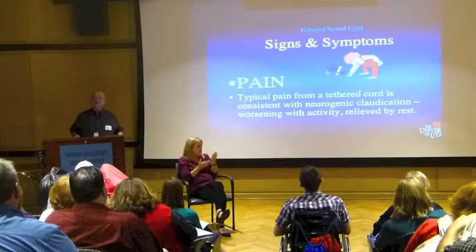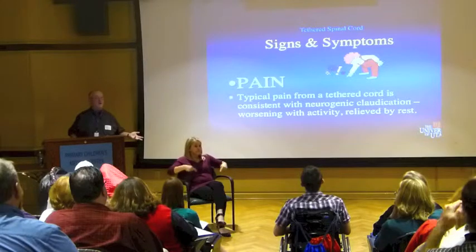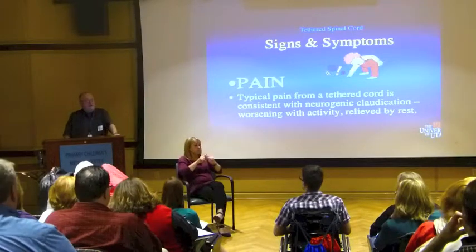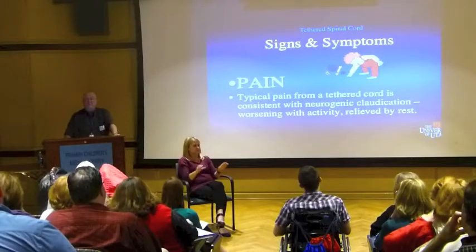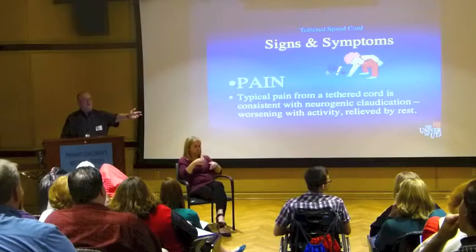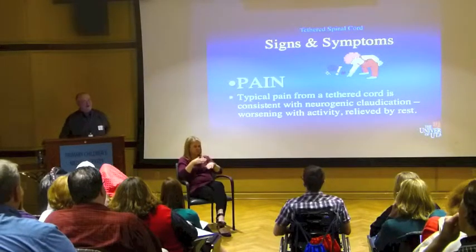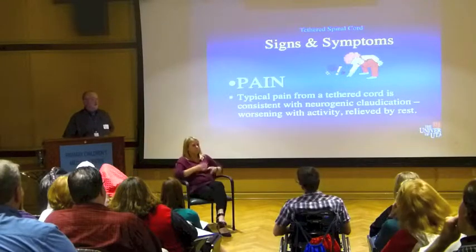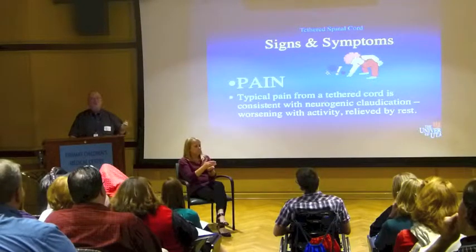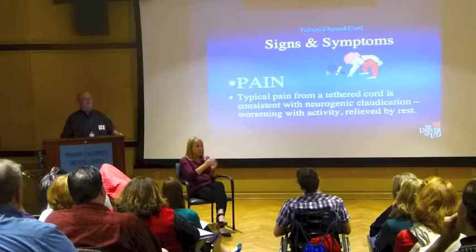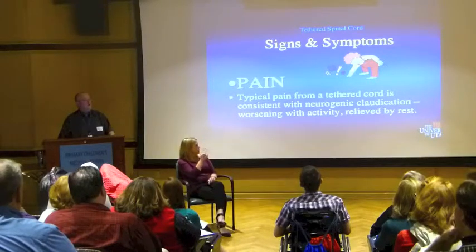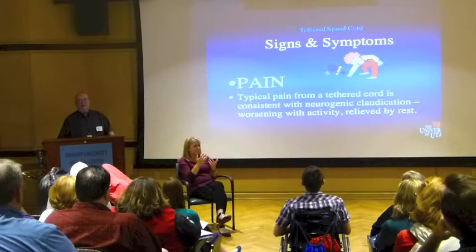Now that may just be using your chair to get around a lot. It may be walking. It may be doing a lot of standing or a lot of sitting. But mostly it's activity, and as soon as you stop, it gets better. So let's say you're able to walk. You're using your crutches or whatever, and you're walking, and then your back really starts to hurt. So you stop for a minute, and it gets better. And then you get going again, and it hurts, so you stop again, and it gets better. You're always stopping for a moment because it makes you better. And we call that claudication, neurogenic claudication. But it's a very classic kind of pain for tethered cord.